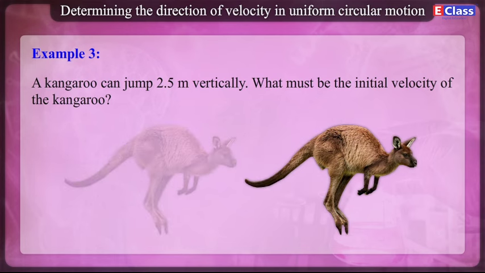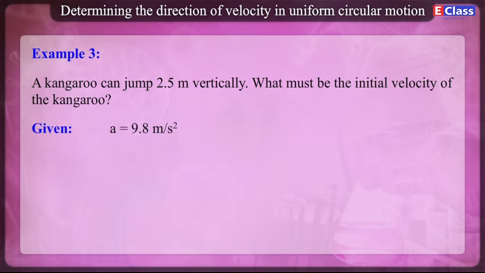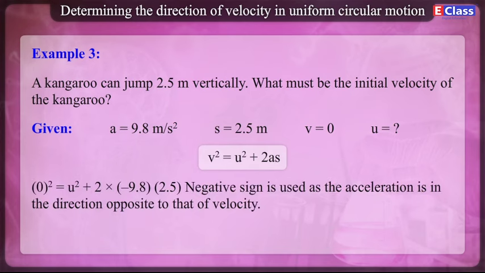What must be the initial velocity of the kangaroo? Given a is equal to 9.8 meter per second square, s is equal to 2.5 meters, v is equal to 0, u is equal to question mark. v square is equal to u square plus 2as, 0 square is equal to u square plus 2 multiplied by minus 9.8, 2.5. Negative sign is used as the acceleration is in the direction opposite to that of velocity.